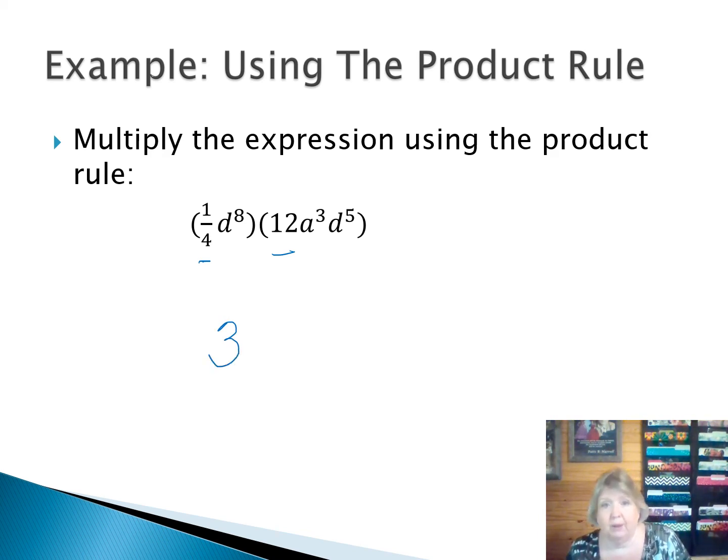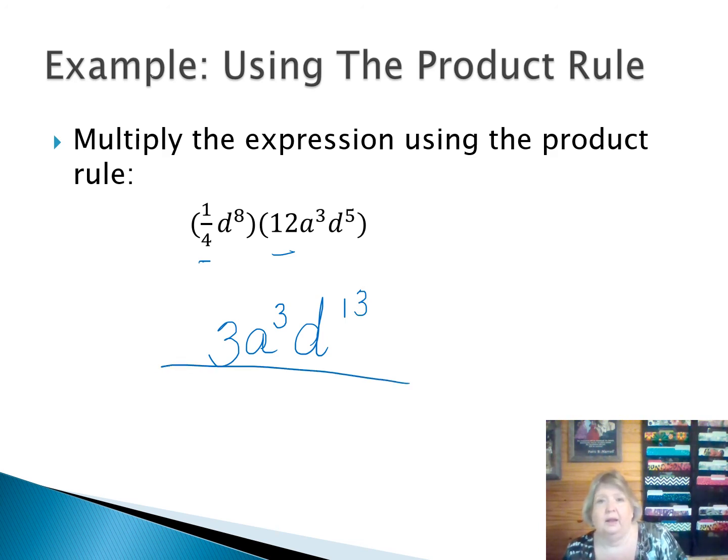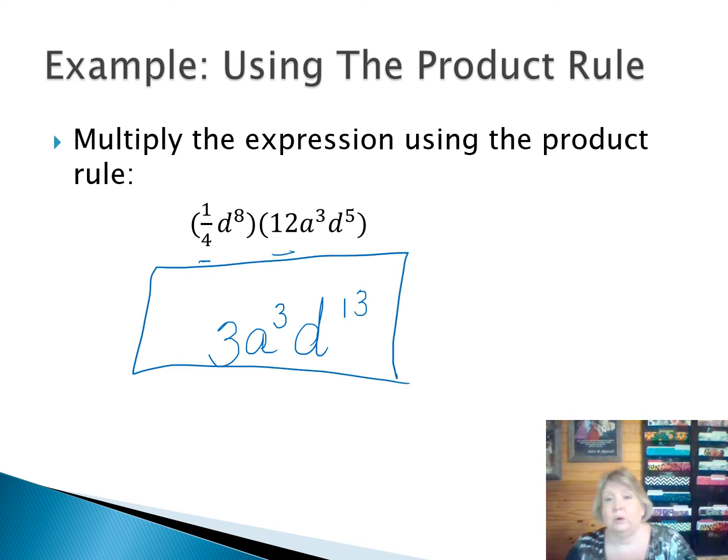I want to look at this problem and say, oh, there's no a here, but there's a here, so that's just a cubed, because there was nothing to multiply him by. And then I want to look at it and say, then D, 8 plus 5 is 13. And there's my final answer with no work shown. Notice I did in my head exactly what we were doing when we wrote it down, breaking it apart. But you need to practice it until you get to this point where you can look at that problem and write out the answer without having to show your work. Good luck.